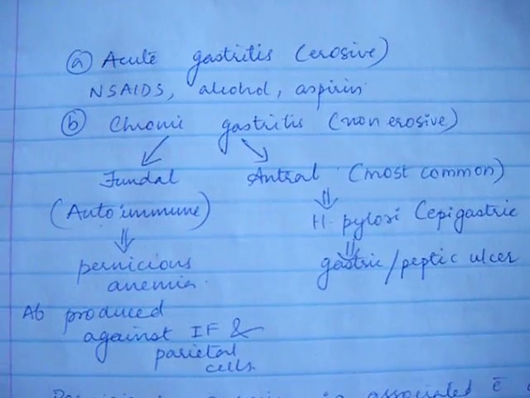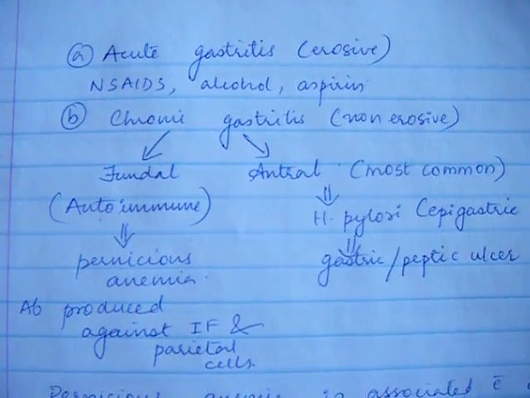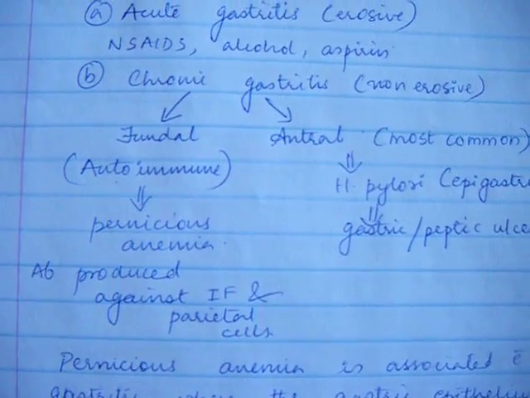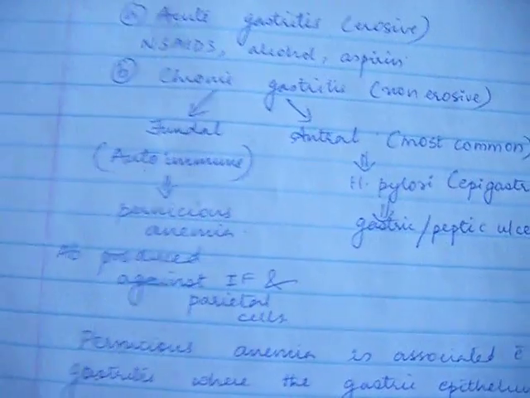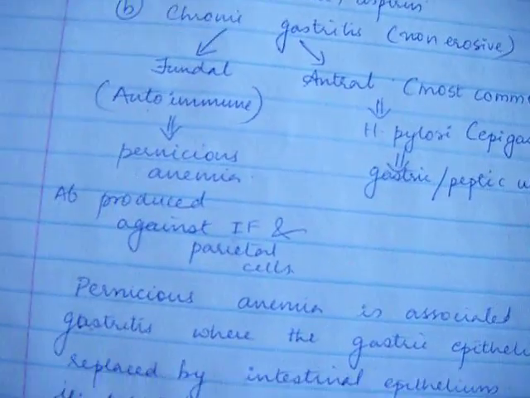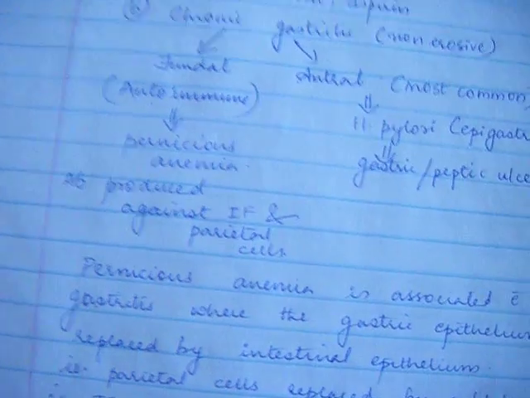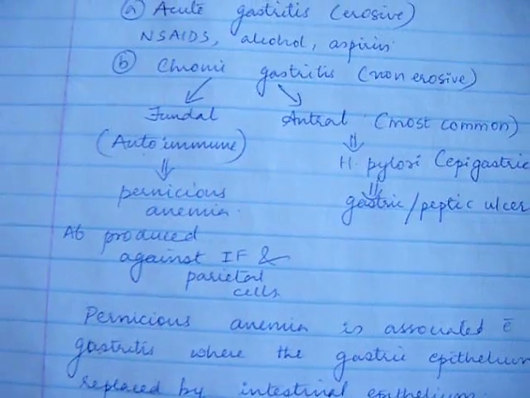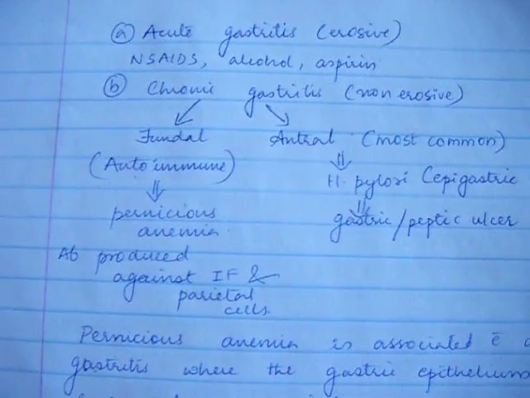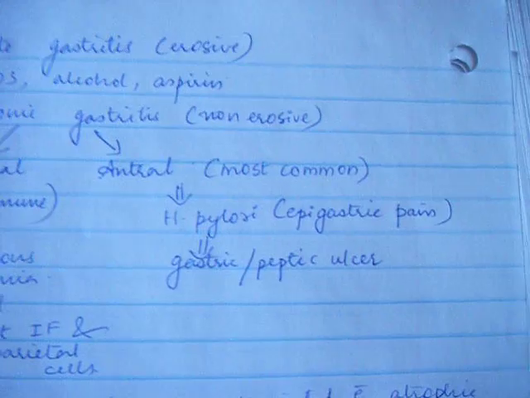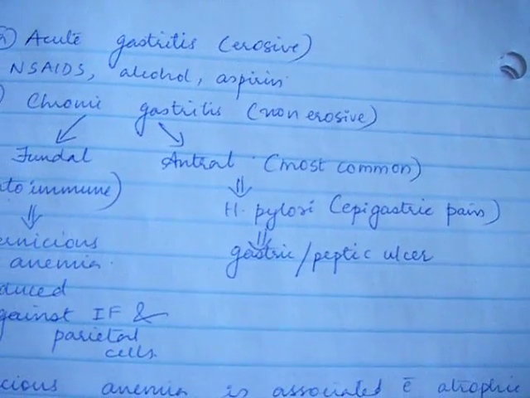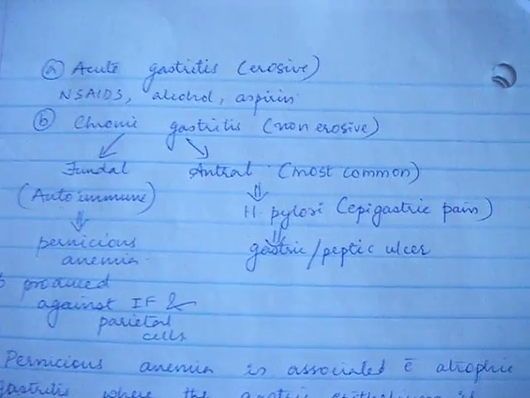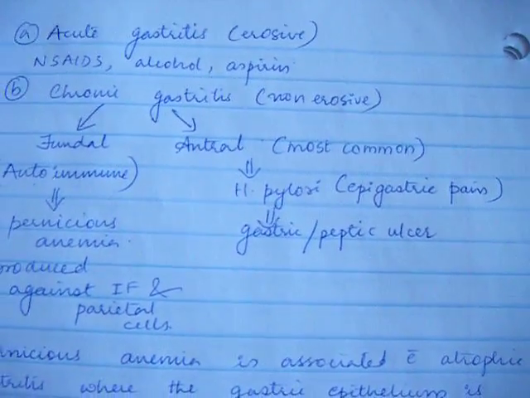The fundal type of chronic gastritis is autoimmune in origin, which means antibodies are produced against the body cells. So here the autoimmune means the antibodies are produced against the parietal cells and against the intrinsic factor. So therefore it can cause pernicious anemia. And the antral type of gastritis is the most common, and it is related with Helicobacter pylori. This can cause gastric or peptic ulcer, and the pain is epigastric in nature.